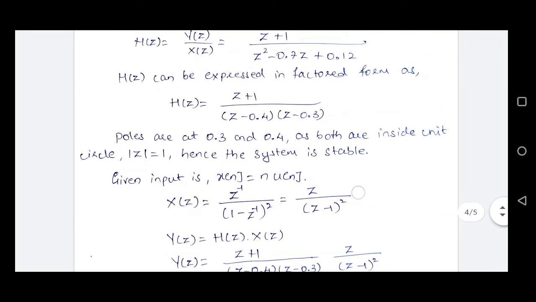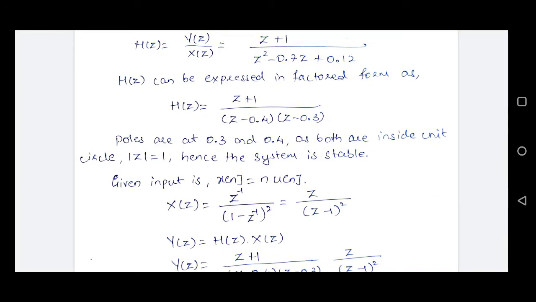Therefore, H(z) can be expressed in factored form as H(z) = (z + 1) / ((z - 0.4)(z - 0.3)). 0.4 and 0.3 are the two roots, or two poles. Both poles are inside the unit circle, hence the system is a stable system. The pole values 0.3 and 0.4 are obviously less than 1, so both poles will be inside the unit circle.